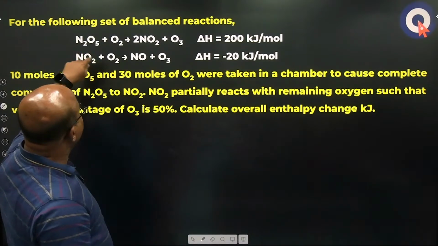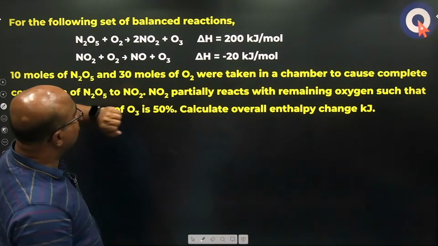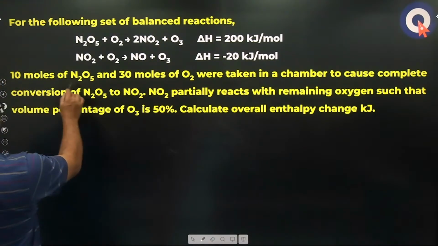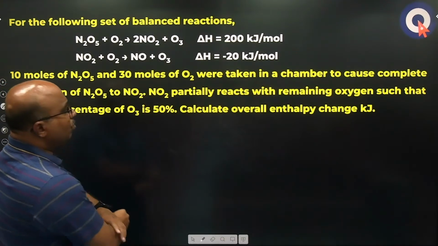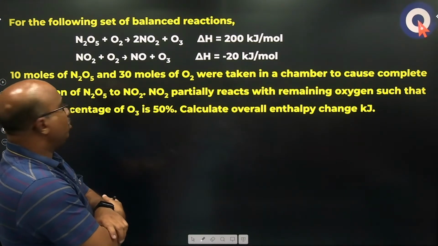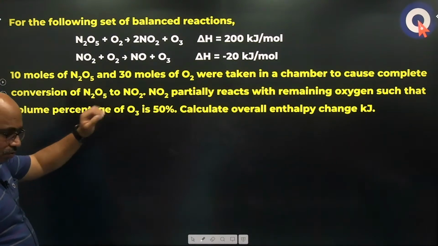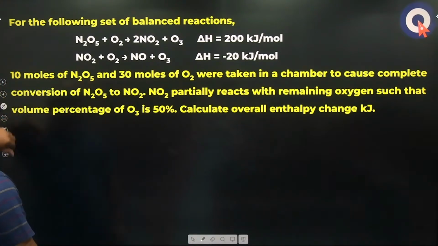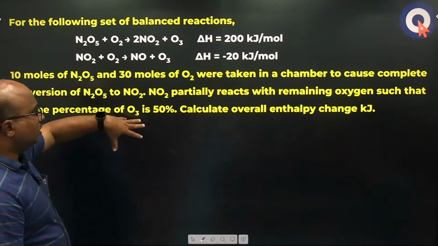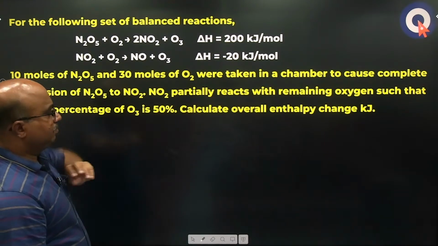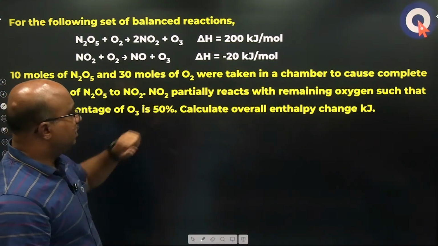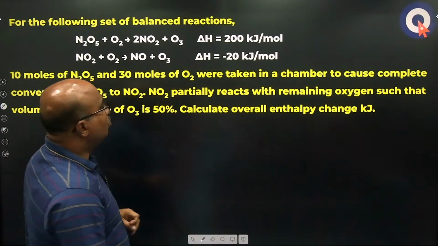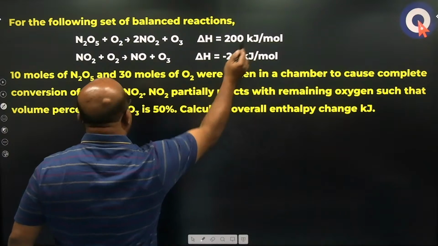So this one, N2O5, is in these balanced equations, and these are the enthalpy changes for them. 10 moles of N2O5 and 30 moles of O2 gas are taken in a chamber to cause a complete conversion of N2O5 to NO2, which partially reacts with the remaining oxygen such that the volume percentage of oxygen in the vessel becomes 50. That is, O3 becomes 50. Calculate the overall enthalpy change for that particular process. All these enthalpy changes are given per mole.